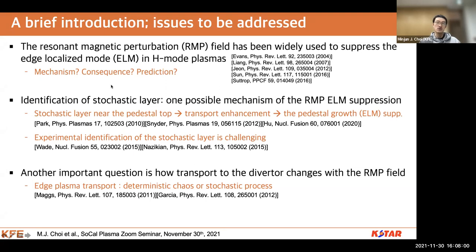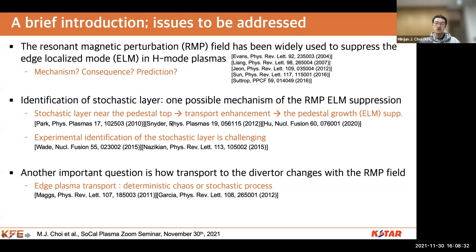In this talk, I'd like to first discuss the mechanism. A few 10 years ago, the stochastic layer was suggested as one possible mechanism of the RMP ELM suppression, for example, from this work. The stochastic layer near the pedestal top could enhance the transport, and that can limit the ELM growth or pedestal growth.